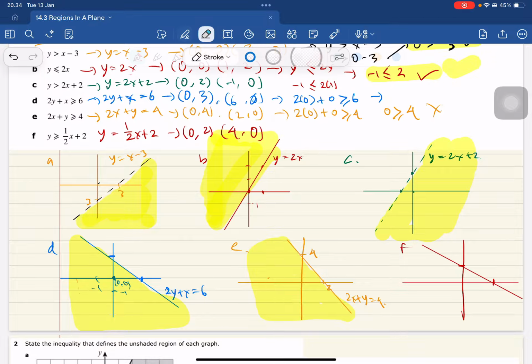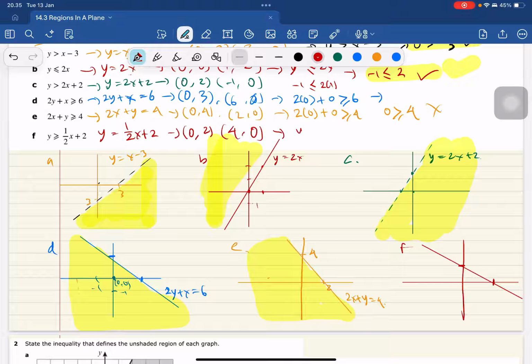Okay, let us find the origin point and substitute it. So y is 0, bigger than or equal to 1 over 2 multiplied by 0 plus 2. So 0 bigger than or equal to 2, which is not satisfied. So this is the unwanted area.